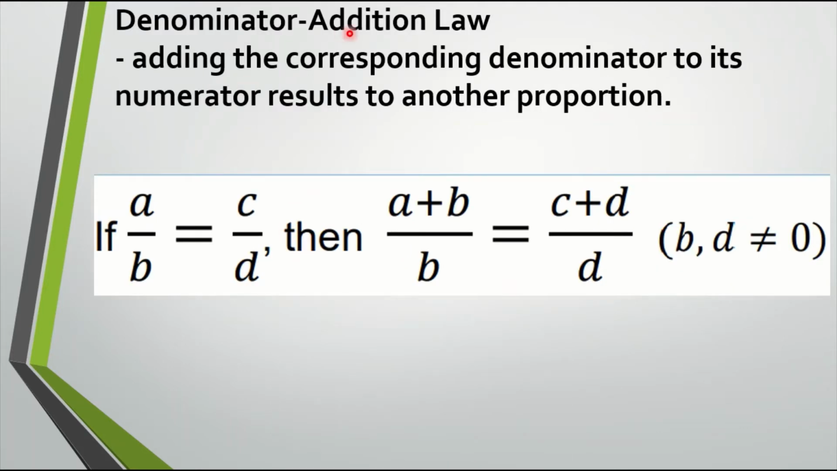Next. Denominator addition law. Adding the corresponding denominator to its numerator results to another proportion. If A over B is equal to C over D, then A plus B over B is equal to C plus D over D, where BD must not be equal to 0. What happened here? Ang nangyari po, observe mo lang kung ano yung denominator mo, i-add mo siya sa numerator. Okay? For example, itong fraction na to, A over B. Okay? Itong terms na to. Ang second term natin or yung denominator natin is B. So, yun yung i-add natin ngayon sa taas, sa numerator natin or dun sa first term natin. Same as with third and fourth term.